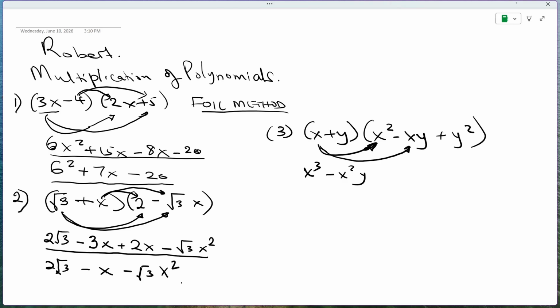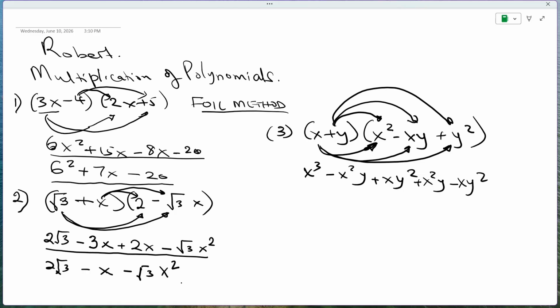And then we have x multiplied by y squared, which will give us positive xy squared. And then we have y times x squared, which will be positive x squared y. Then we have y times minus xy, which will be minus xy squared. Then we have y multiplied by y squared, which will give us positive y cubed.